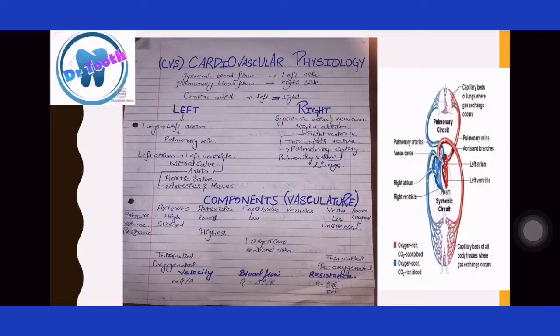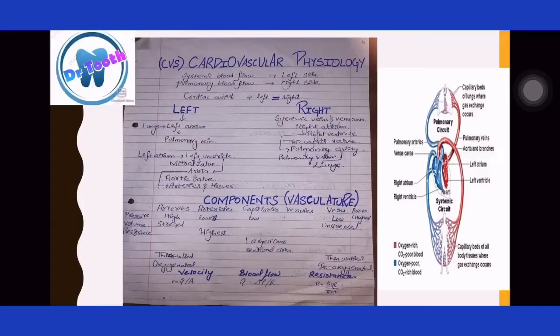So pressure is highest in aorta, high in arteries, low in arterioles and low in capillaries. Volume is stressed in arteries and unstressed in veins. Resistance is highest in arterioles, and capillaries have largest cross-sectional area. I am telling you those points that are important from MCQ's point of view. Arteries are thick-walled and deliver oxygenated blood, and veins are thin-walled and deliver deoxygenated blood.